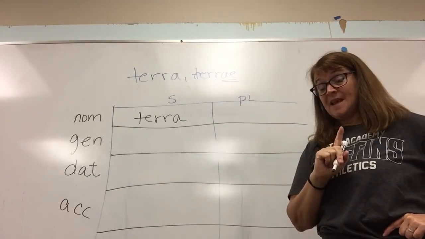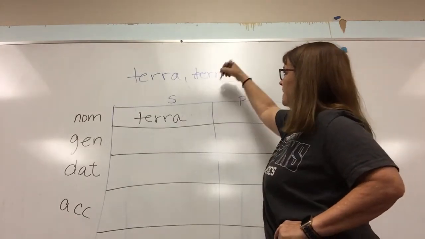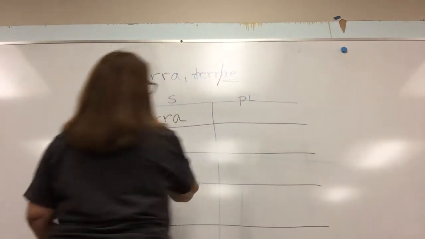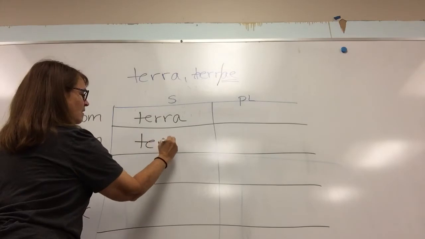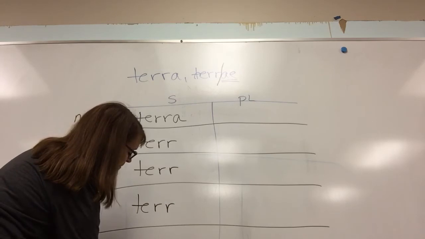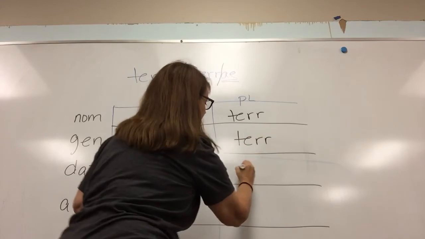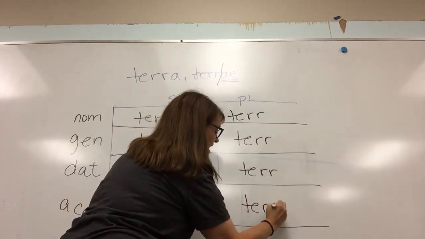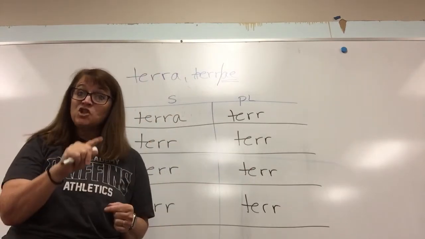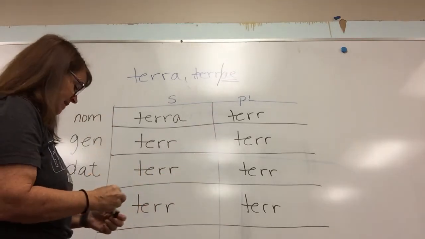Then we can find a stem. Okay, now to find the stem of any noun, you go to the genitive singular and you take off the ending. Okay, so here we go. I'm going to just write my stem down, which is terr, T-E-R-R. I'm going to write it in every spot. And then I can add my endings. Now we say Latin is an inflected language because it's all about stems and endings. And the endings change by the determination of the job the noun does in the sentence.